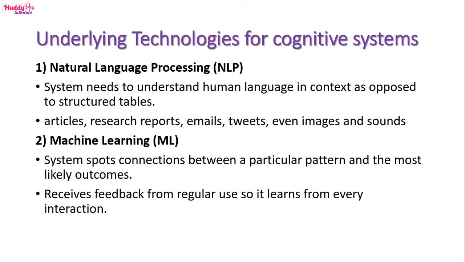What about machine learning, ML? This is a technique in which the system spots connections between a particular pattern and the most likely outcomes. So what does this mean? The system receives feedback from regular use, so it learns from every interaction, and each prediction it makes, whether right or wrong, is taken into account for the next prediction until it can reliably spot the meaningful patterns through all the noise.